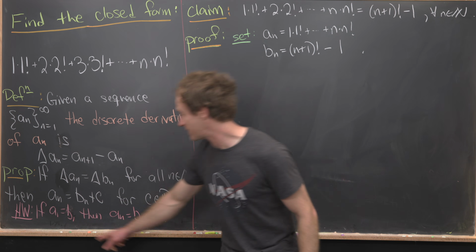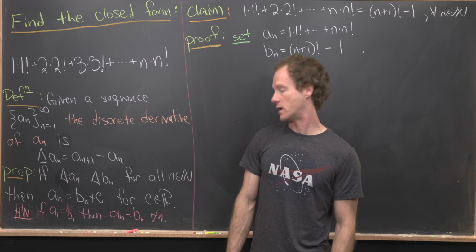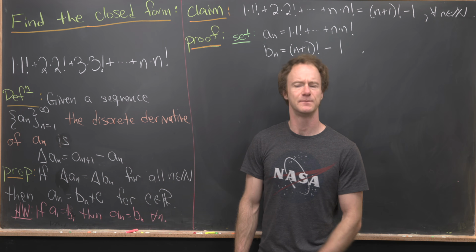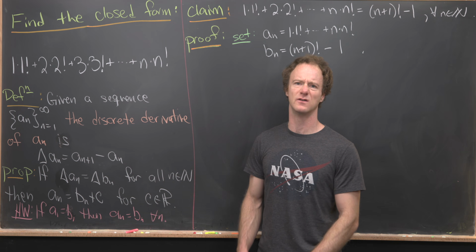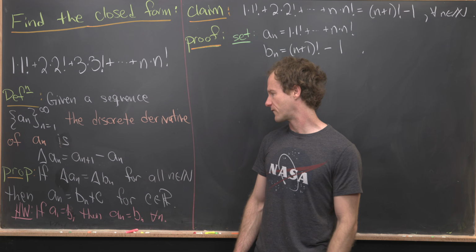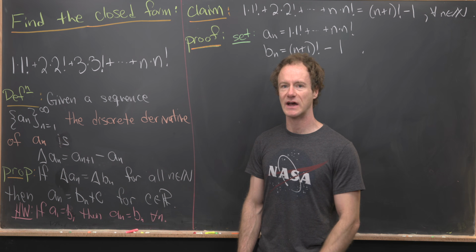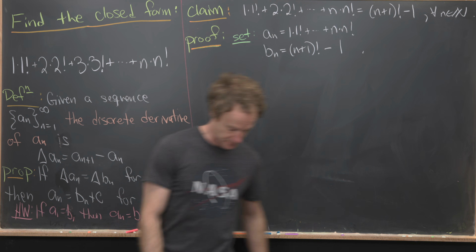And that is, if a1 is equal to b1 and delta a_n equals delta b_n, then a_n is equal to b_n for all n. So this proof actually follows very quickly from the construction of the proof of this original proposition. But I'll let you look at it carefully if you really want to.